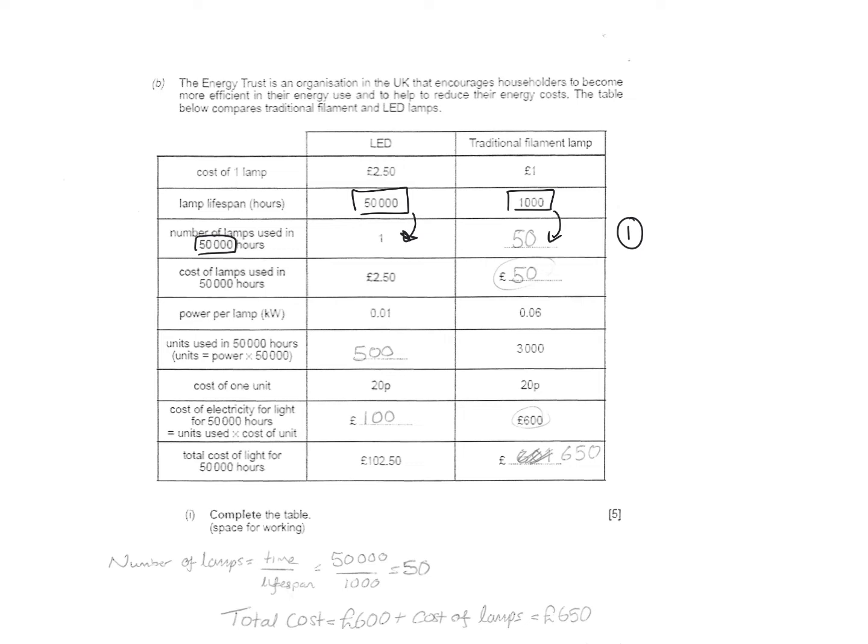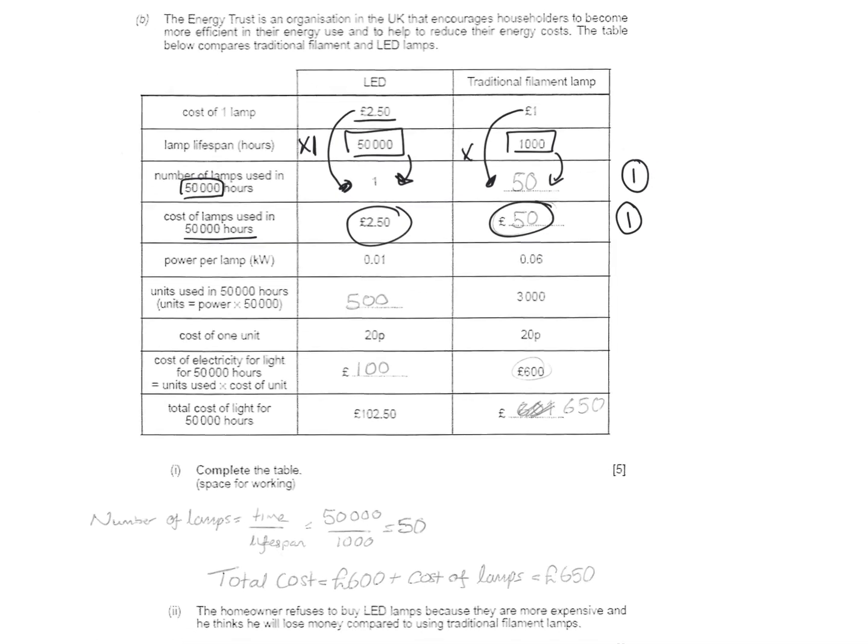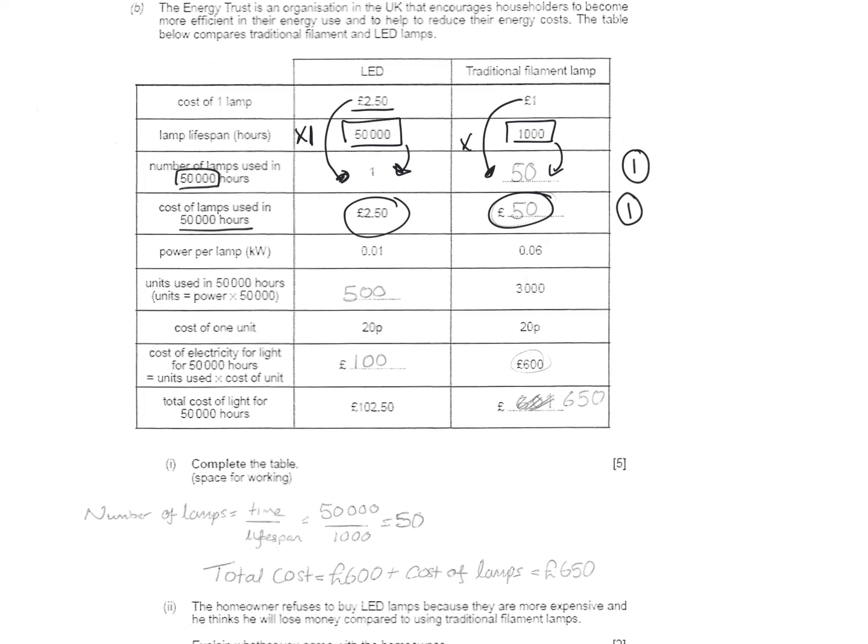Okay, cost of lamps used in 50,000 hours, well, each lamp's cost £2.50. You're only using 1, so you're going to do £2.50 times by 1. That would be the total cost. Okay, here each lamp costs 1, but you're using 50 of them, so times that together, so that is 50. So that's your second mark. Okay, them 2 marks, if you take a little bit of time just to read through it, are easy to collect.